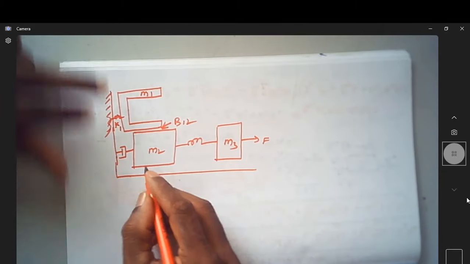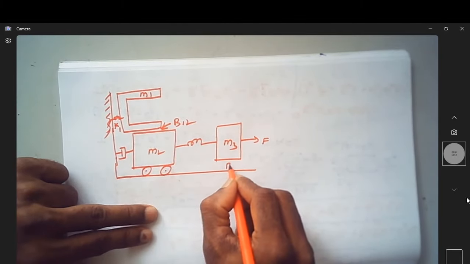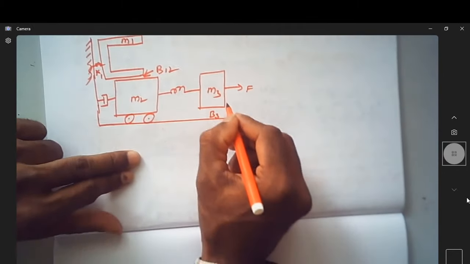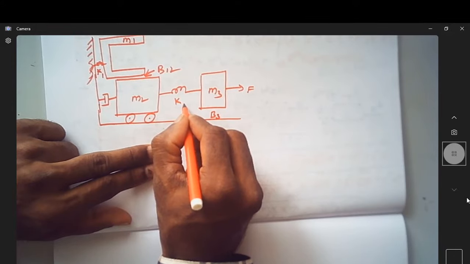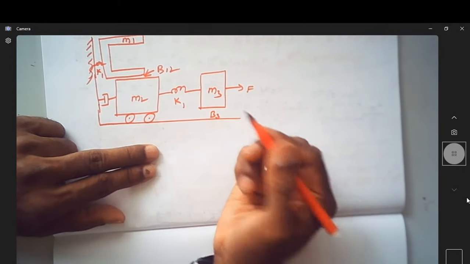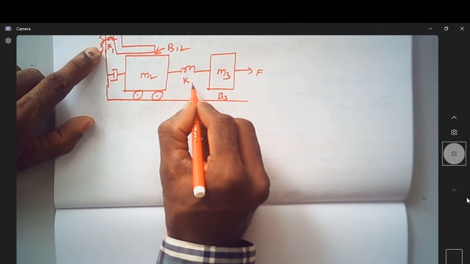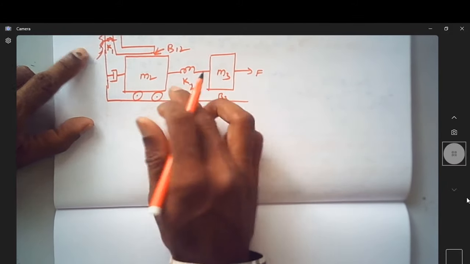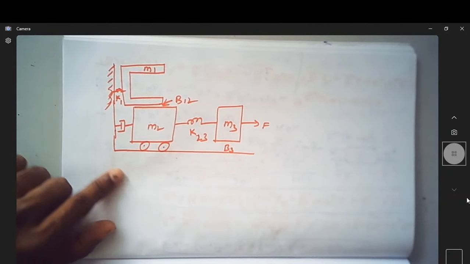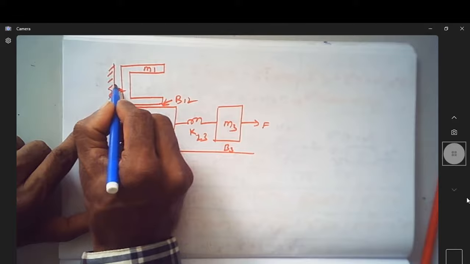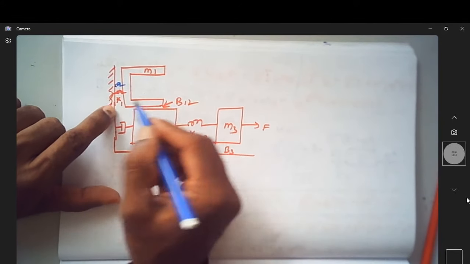Let us assume that this is connected to a free wheel, so there is a B3, which is a friction between M3 and this. Let us name the spring simply K1. Sorry, K1 is already written here. Let me write it as K23 because it is between 2 and 3, and let me write this one as spring K1, for clarity.